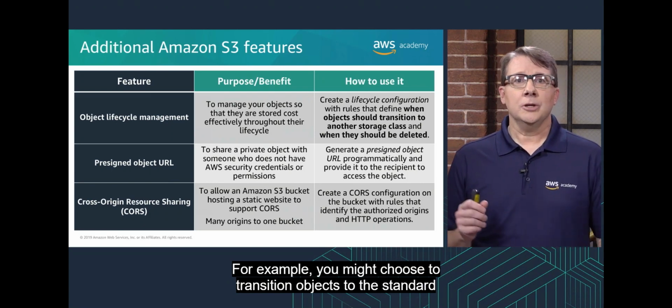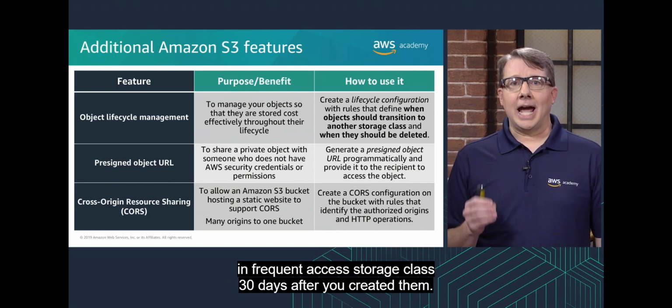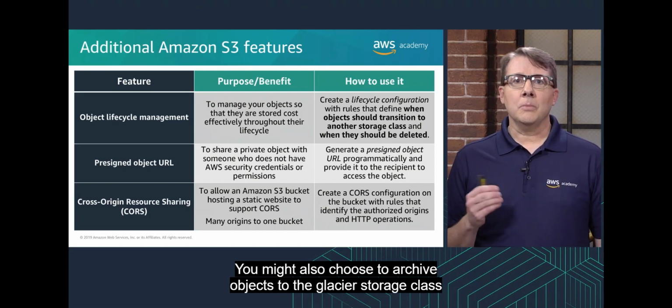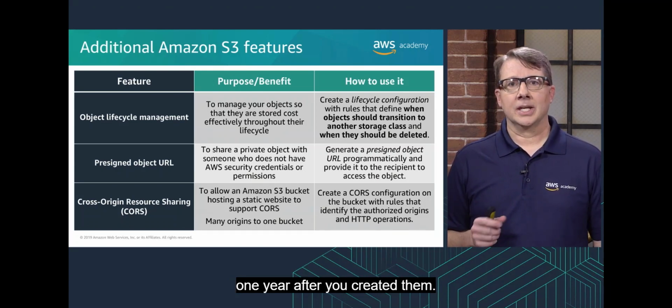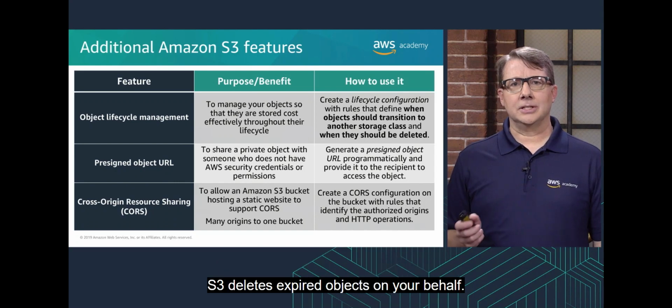For example, you might choose to transition objects to the standard infrequent access storage class 30 days after you created them. You might also choose to archive objects to the Glacier storage class 1 year after you created them. You can also set up expiration actions. These actions define when objects expire. S3 deletes expired objects on your behalf.